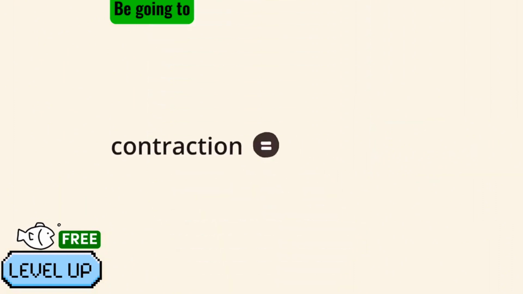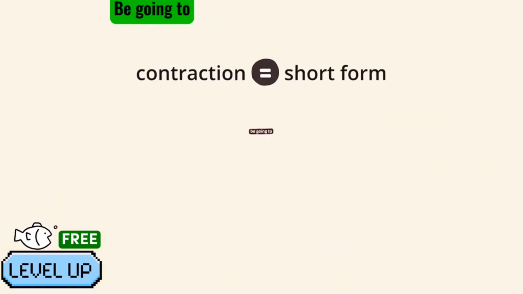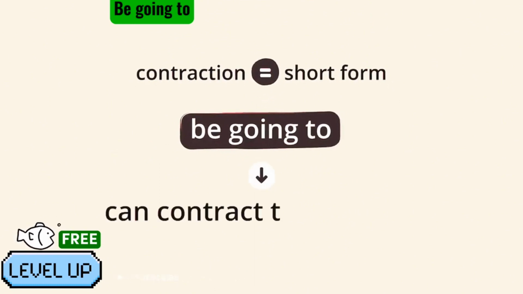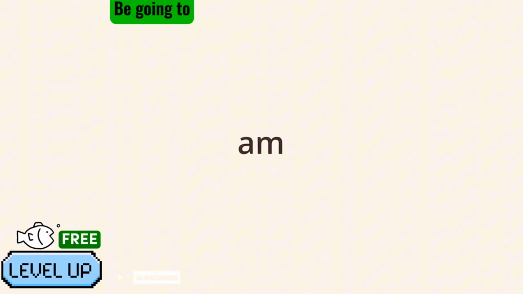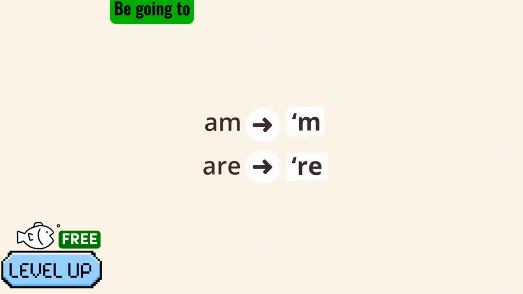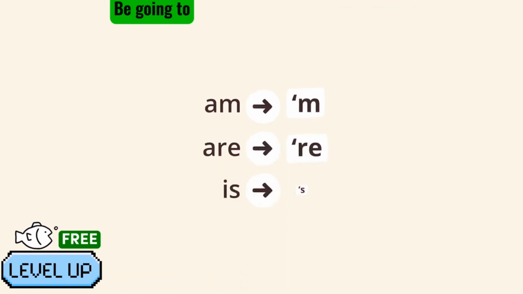A contraction is a shorter form of a word. When we use be going to, we can contract the be verb. The contraction for am is 'm. The contraction for are is 're. The contraction for is is 's.